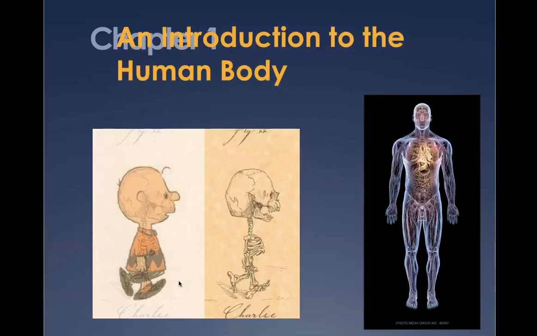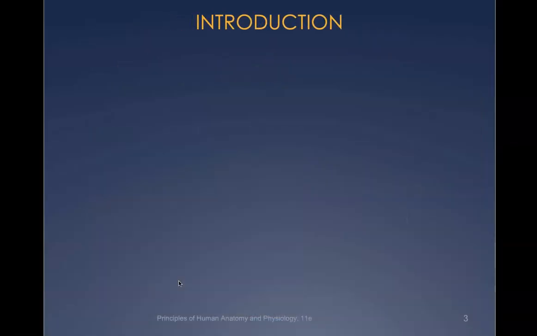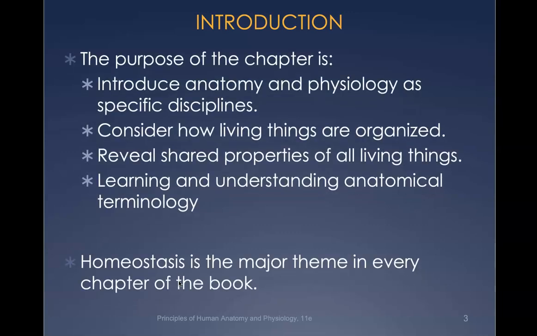So this is just an introduction to the human body and a lot of review stuff from some of this cellular biology. So again, the purpose of this chapter is just really to introduce anatomy and physiology, what they are, talk about how living things are organized, what is considered a living thing, what properties do all these living things share, and how do we fit into that. And then, of course, learning and understanding the very last part, our anatomical terminology.